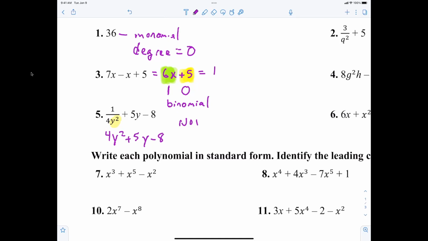The degree of the first term is 2. The degree of the second term is 1, and the degree of the third term is 0. So the degree of that trinomial would be 2. Those are just information. That's why it's not such a big deal.